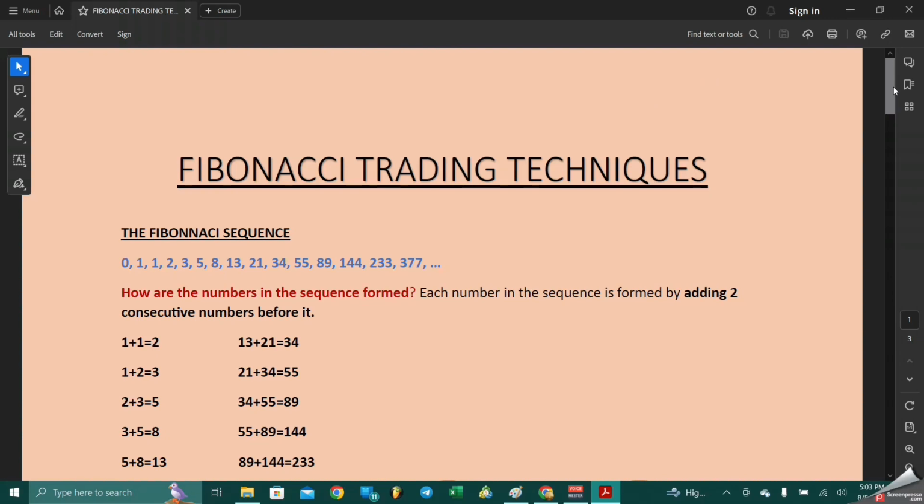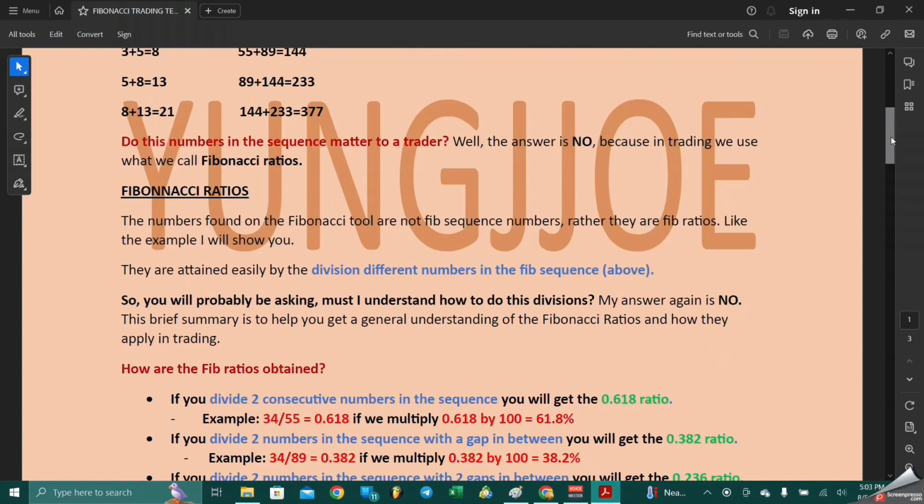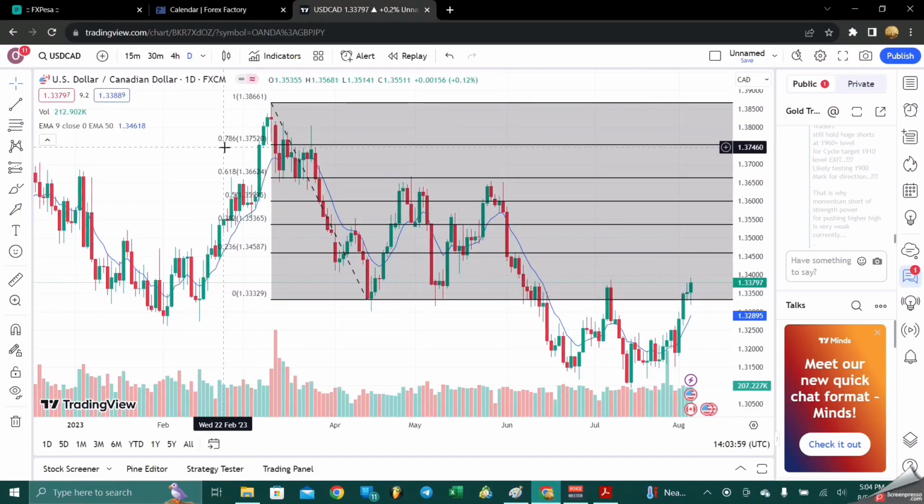That's how it's done. I won't talk about the history or the maths behind it. I know you've heard of the Fibonacci sequence in school, but I just want to talk about how it applies to traders. What we use in trading isn't the Fibonacci sequence exactly. What we use is Fibonacci ratios. In Fibonacci ratios, we see numbers such as 0.786, 0.618, 0.382, 0.236.